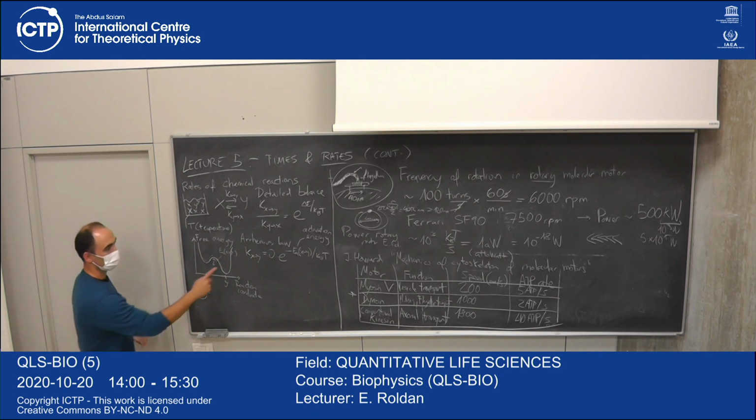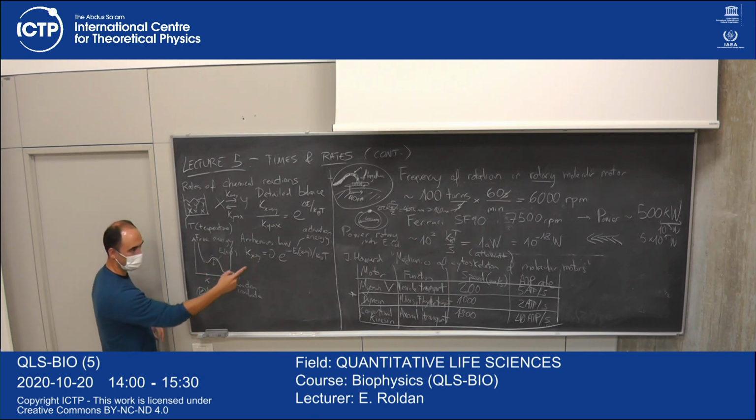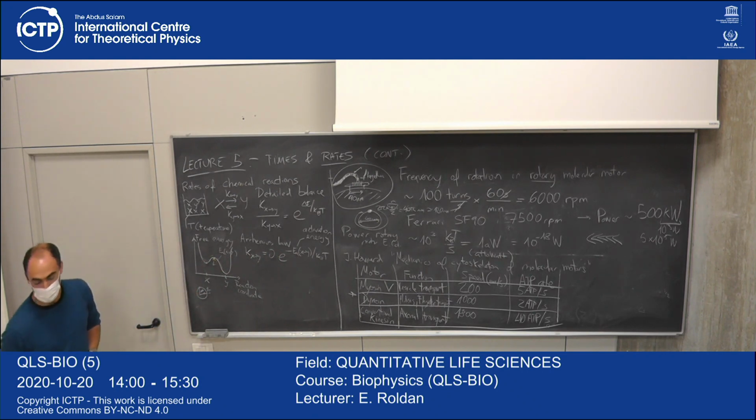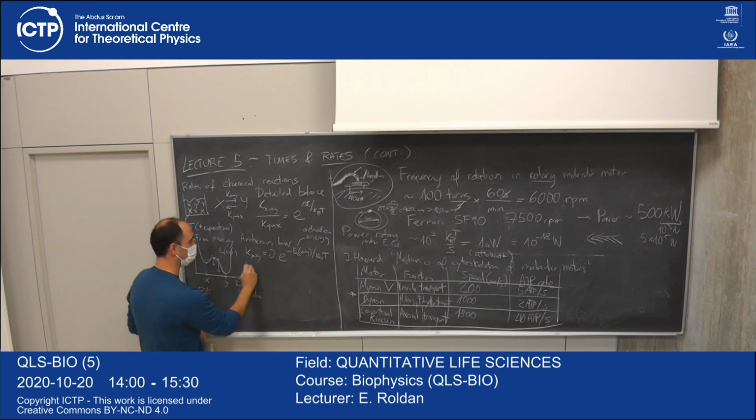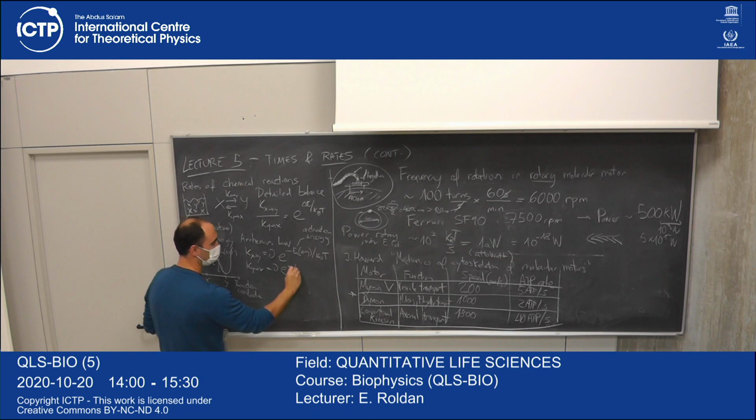Okay? So the rate in going from x to y depends on this energy difference between this state and this state. Whereas if we go backwards from y to x, you will need this energy to reach the top of the mountain. So k, y to x is nu e to the minus EA y to x divided by kT.